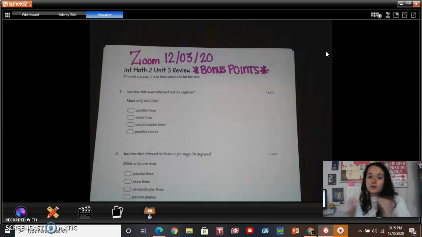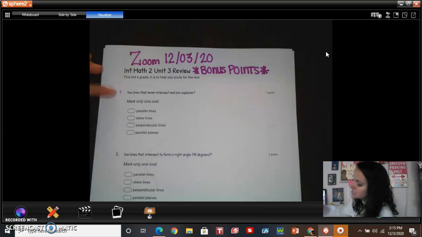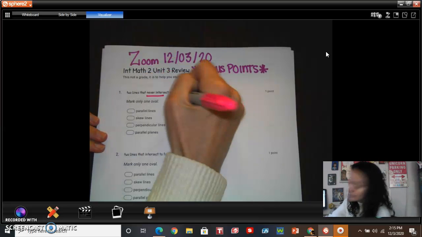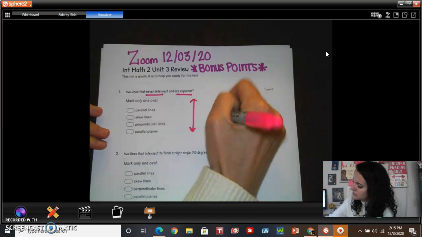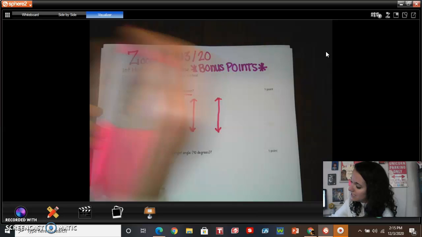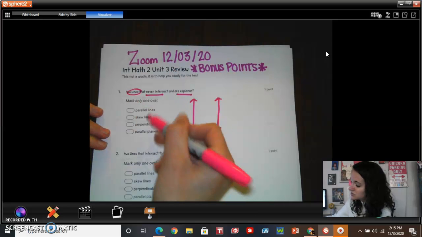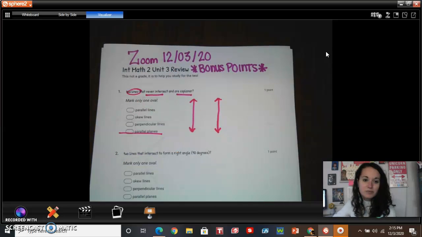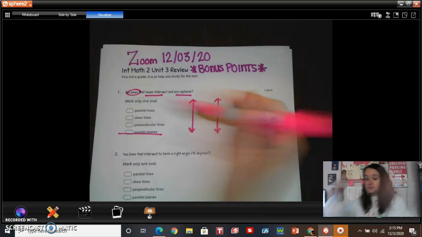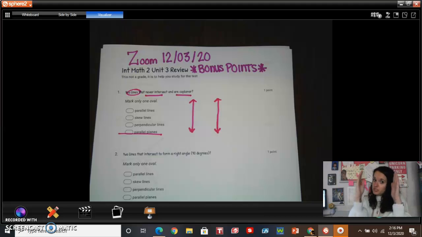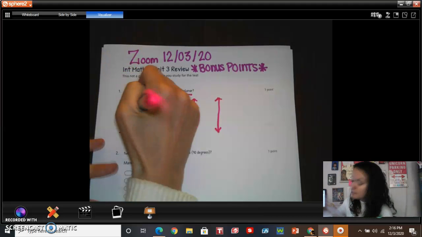First part is there are all these vocab words on your exam, and I'm going to go through every single one of them. So, first one, two lines that never intersect and are coplanar. So they look like this. Okay, first of all, keyword: lines. So it means, oh, this doesn't work. It's talking about planes. Alright, so what does it mean for them to never touch and to be going the same direction like this? It means parallel.